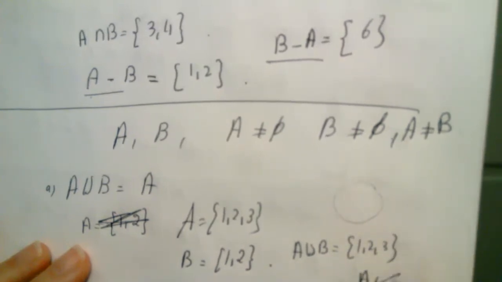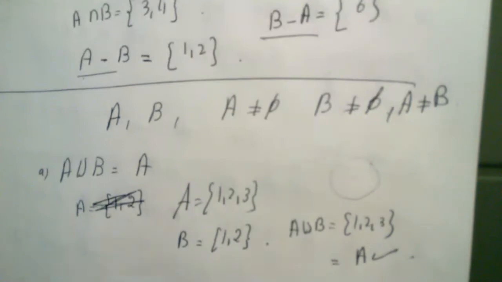which is A. So when can this happen? When can A union B equal A? Can anybody give me under what condition can this happen? I mean, what can you say about A and B if A union B equals A? B has to be a subset of A.